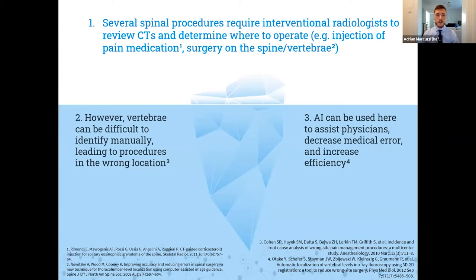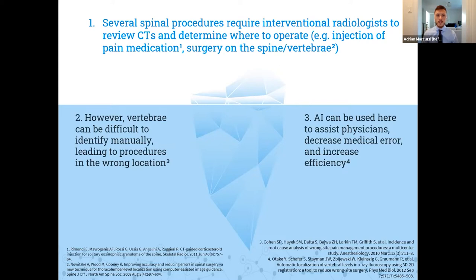So as a bit of background, there are several medical procedures that require physicians to take CT scans of a patient's spine and find the appropriate location to operate on in advance. These include injections of pain medications and surgeries mostly. A common challenge here, though, is that it can be difficult to manually identify vertebrae, and there have been cases of procedures being done at the wrong spot.